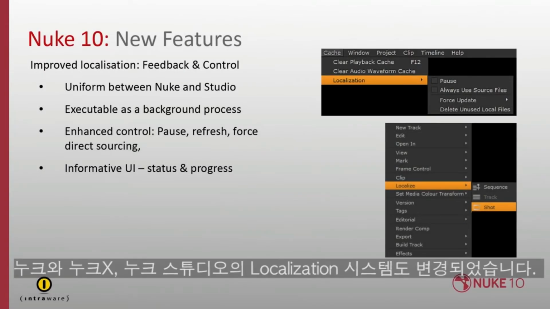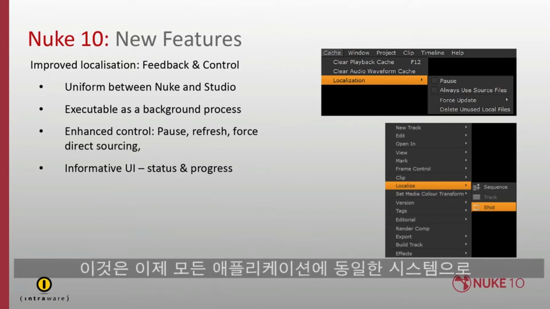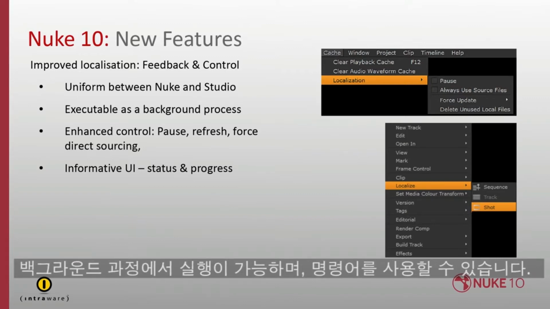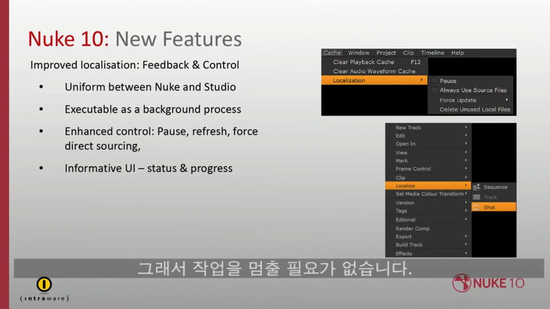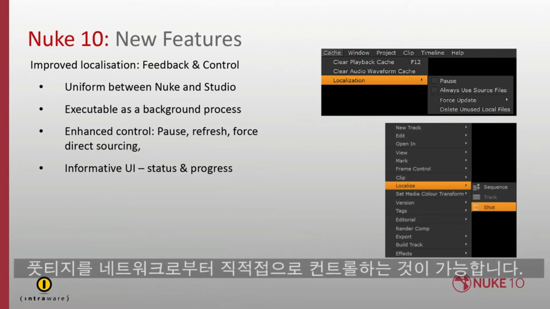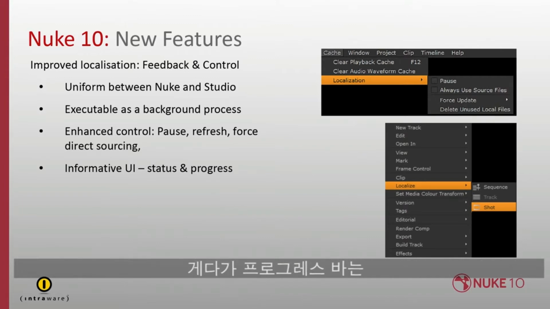The localization system in NUKE, NUKEX, and NUKE Studio has also been revised. This is now uniform between the applications, and it is executable as a background process, only using some of your cores, so as to not stop you working. The new localization system allows you to pause, refresh, or force direct sourcing from the network of your footage, as well as giving you a progress bar informing you of the status of the localization.